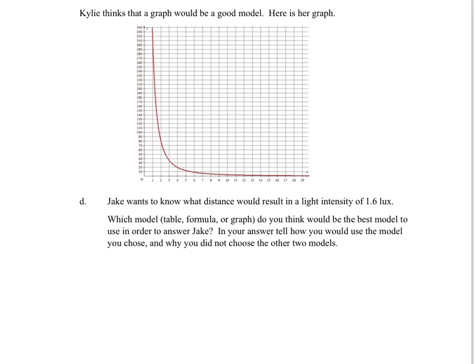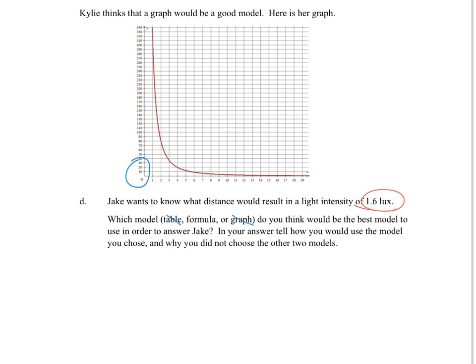Okay, so which model should we use to get to 1.6 lux? If you use the table, you'd have to keep doing your experiment until you got to 1.6. So I don't think that's the best way because it could be tedious. We don't know if we're going to get to the exact 1.6 value. So table's not great. For the graph, you could go to 1.6, but that's really hard to read on this Y scale. So again, probably not the greatest way.